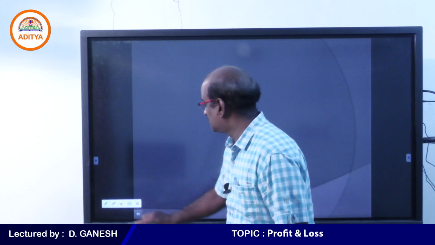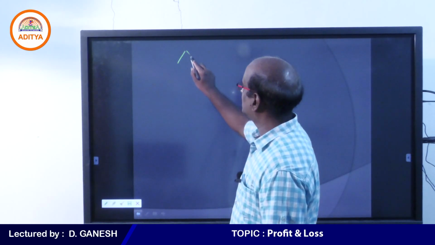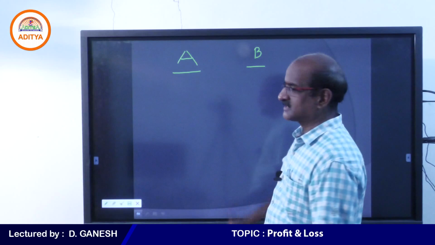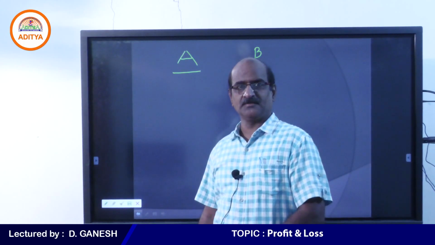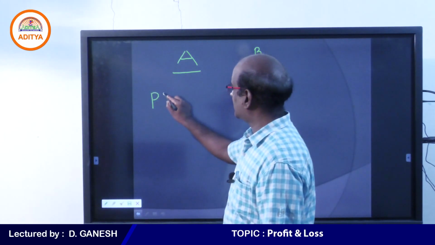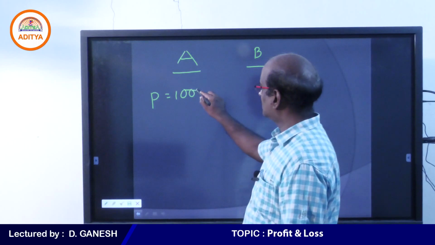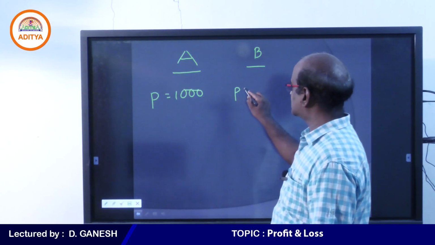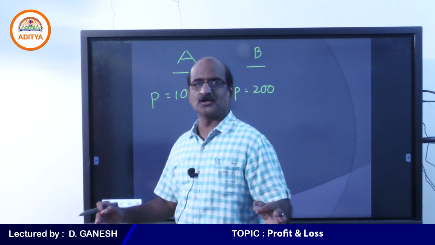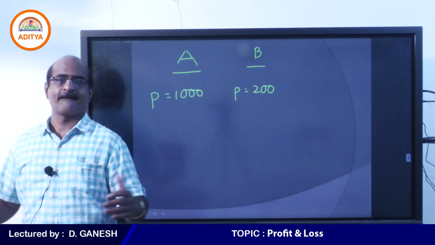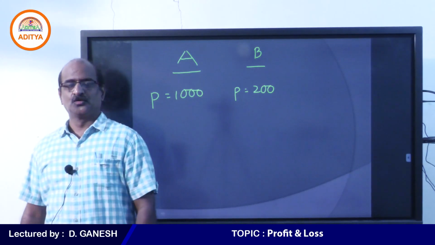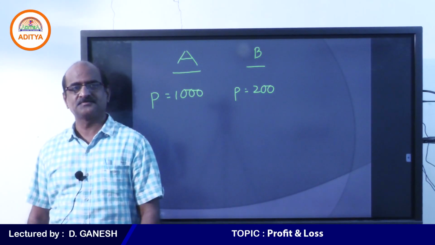Now my question to you, please listen to me. For example, there were two people, A and B, who did some business. A gets a profit of 1000 rupees, and out of the business B gets a profit of 200 rupees. My dear students, who gets more profit?